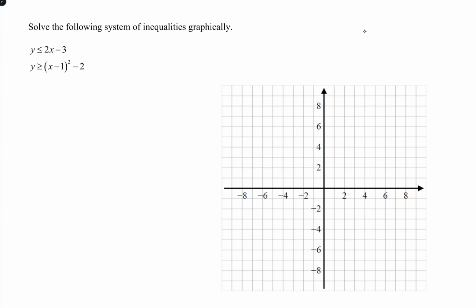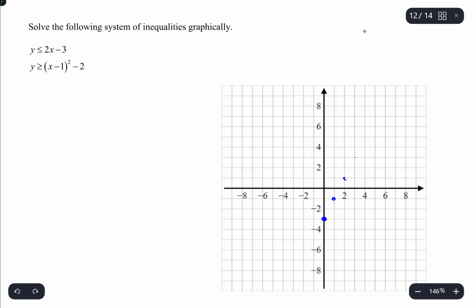Solve the following system of inequalities graphically. So we have two different inequalities that we're going to graph on the same set of axes, and the intersection of the solution regions to each one will be the solution to the system. So let's start with the first equation, which is a line, and it looks like that line has a y-intercept of -3 and a slope of 2.